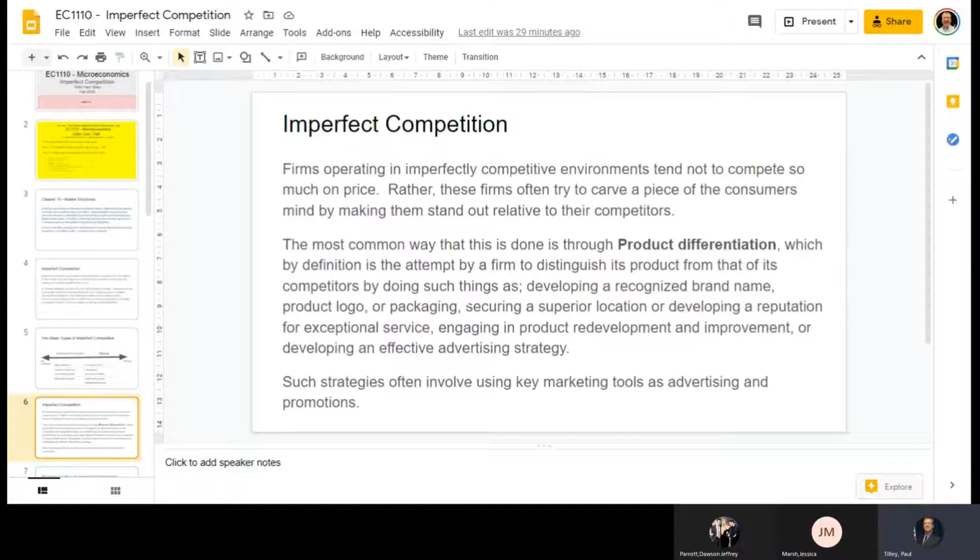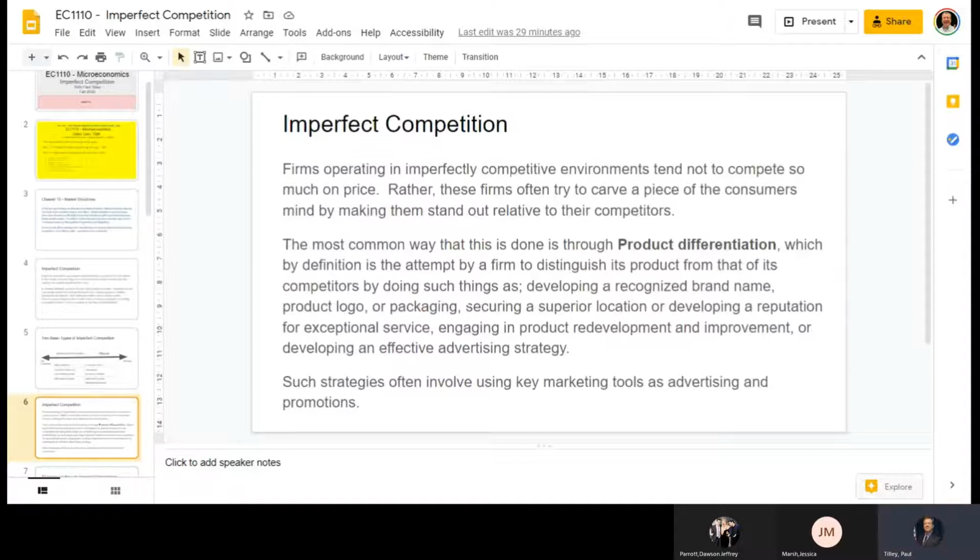So product differentiation, by definition, is an attempt by a firm to distinguish its products from those of its competitors by doing such things as developing a recognized brand name, a product logo, specialized packaging, securing a superior location, like if you had a storefront, or developing a reputation for exceptional service, or engaging in product redevelopment and improvement, or developing an effective advertising strategy. So we've got lots and lots of things that companies can do in order to make themselves stand out.